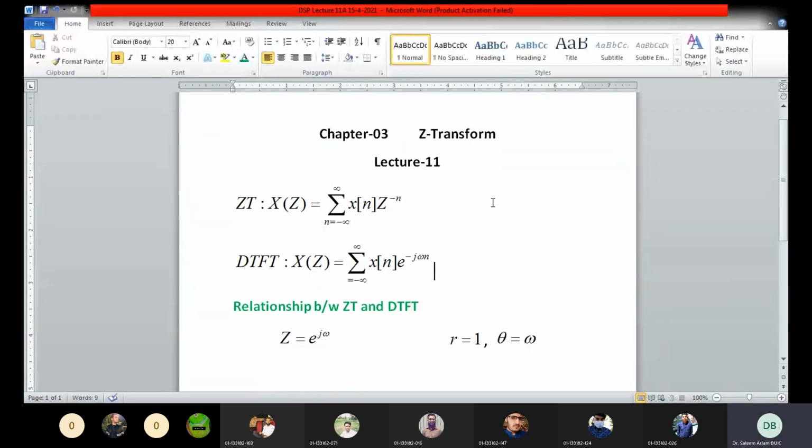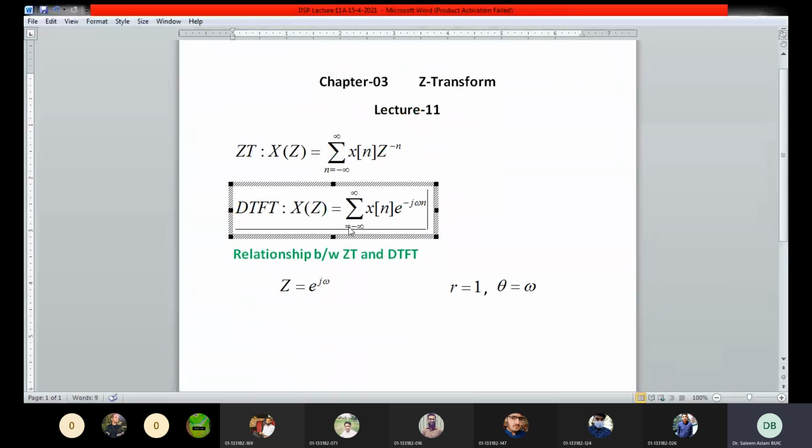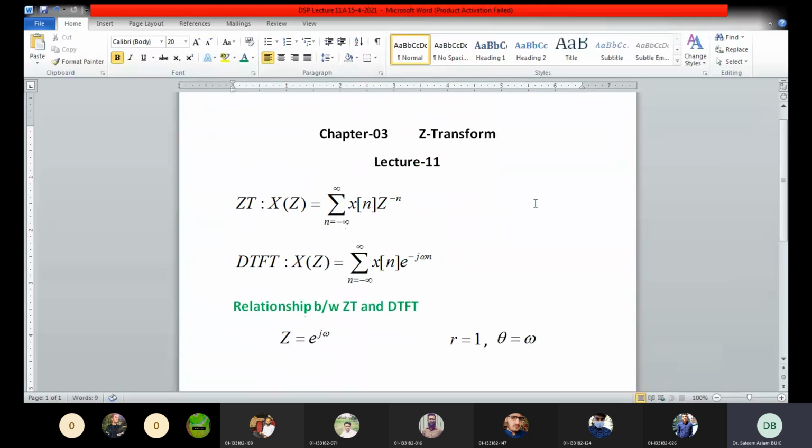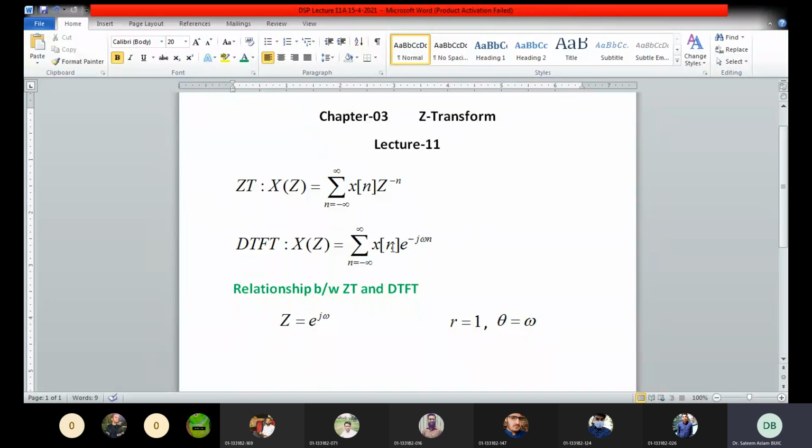So a question arises here: is there any relationship between the earlier DTFT, the discrete time Fourier transform, and the Z transform? Because if there is some relationship, we want to exploit it. So your first topic of chapter number 3 is the relationship between the Z transform and the discrete time Fourier transform.